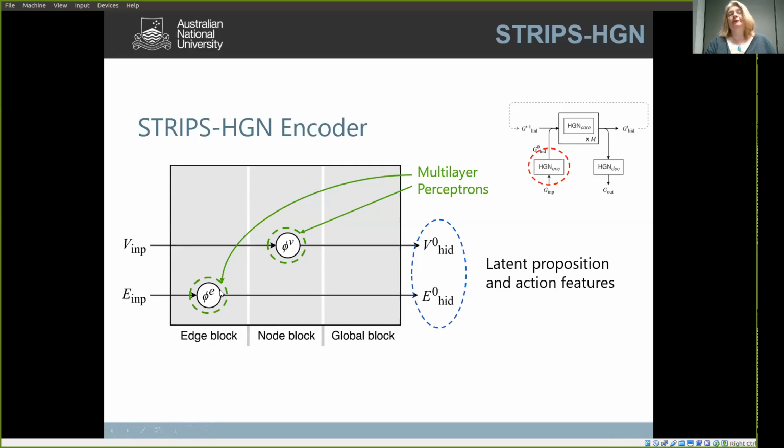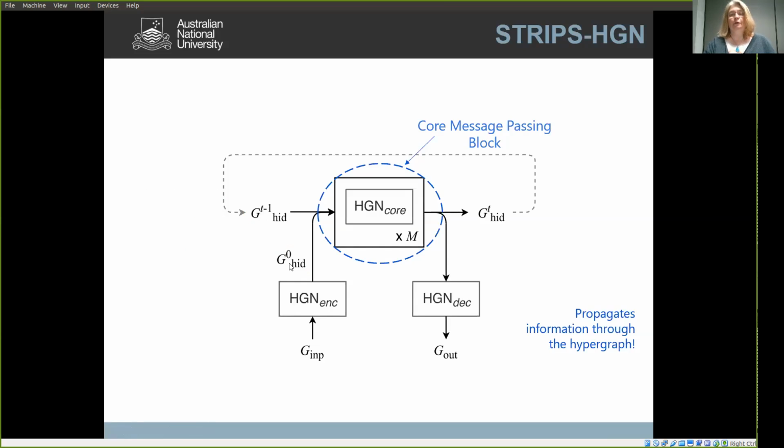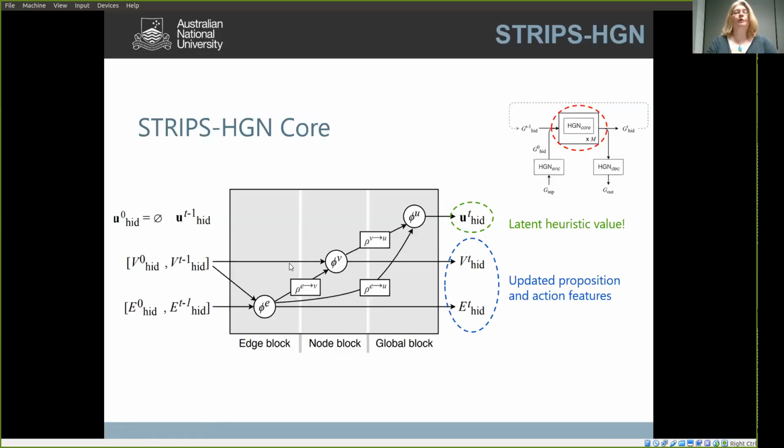Recall that, as I've said, we are using multilayer perceptrons to encode all of the update functions. Now, these latent features that we obtain are going to be concatenated with the recurrent features obtained at the previous round of message passing and passed on to the HGN core block. Initially, we don't have recurrent features, so we're simply going to concatenate the latent features with themselves. So that gets passed to the core message passing block, which does pretty much what I've shown you before, except that it does this on the concatenation of the latent features and the recurrent features at the previous time step. And so at the end of that, what you get is a latent heuristic value and updated proposition and action features.